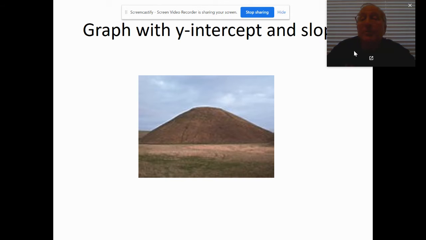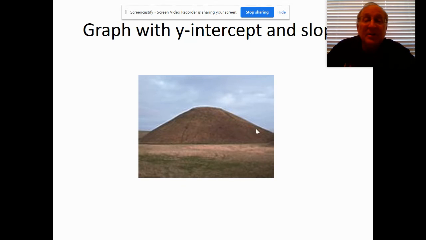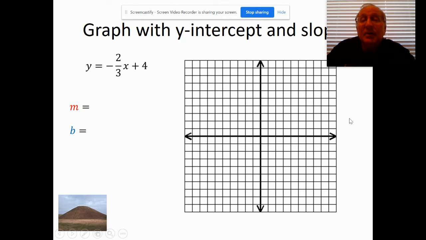Right, we're going to graph with the y-intercept and slope. Notice we have a nice little hill here with a slope on it to kind of demonstrate it. So what we're going to do is this. We're given an equation, y equals negative 2/3 x plus 4.